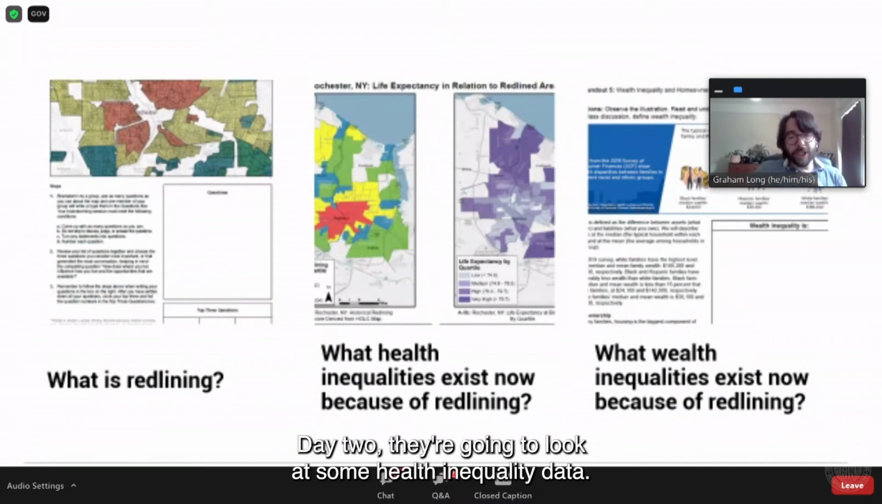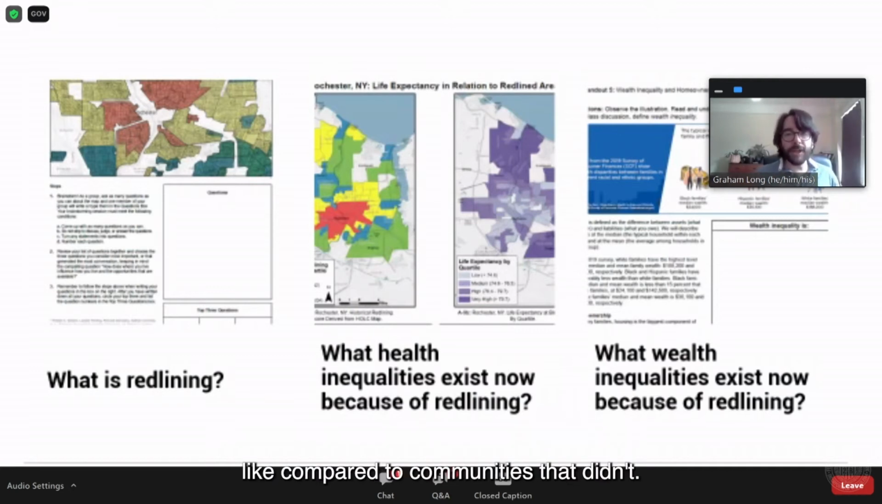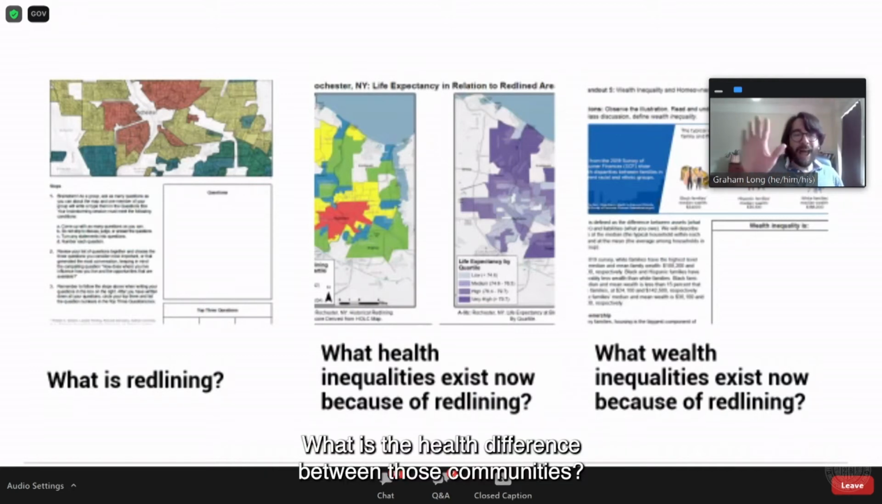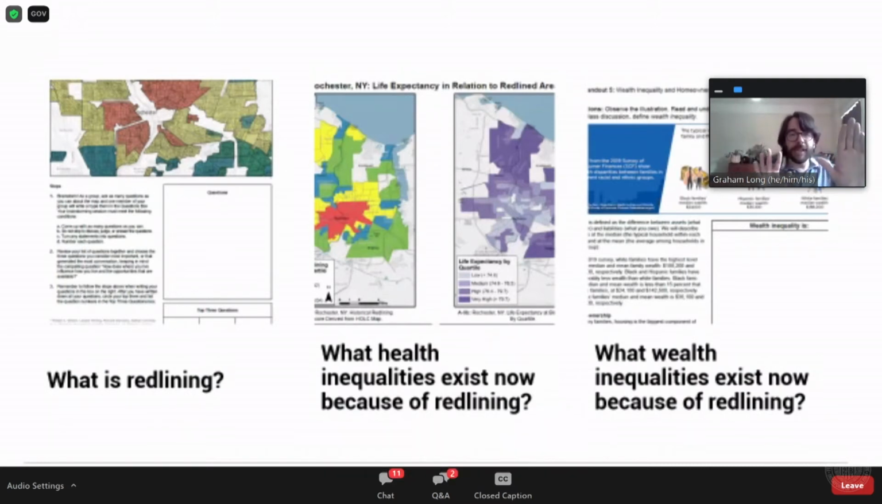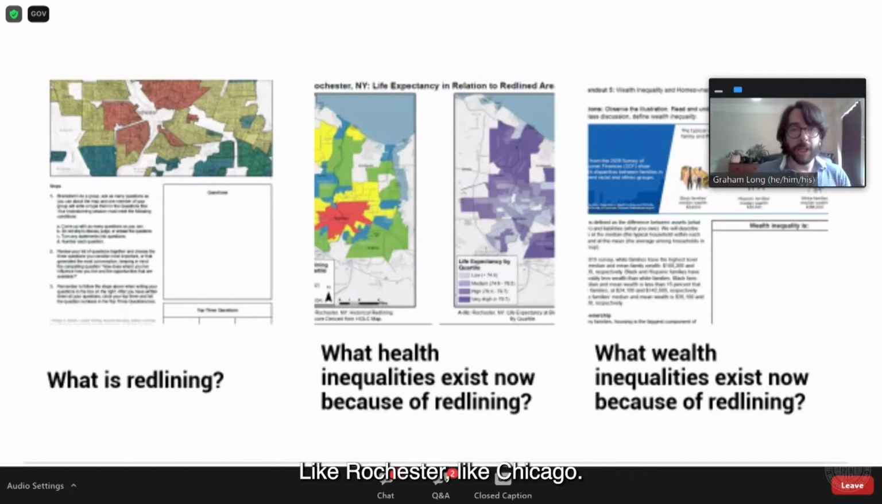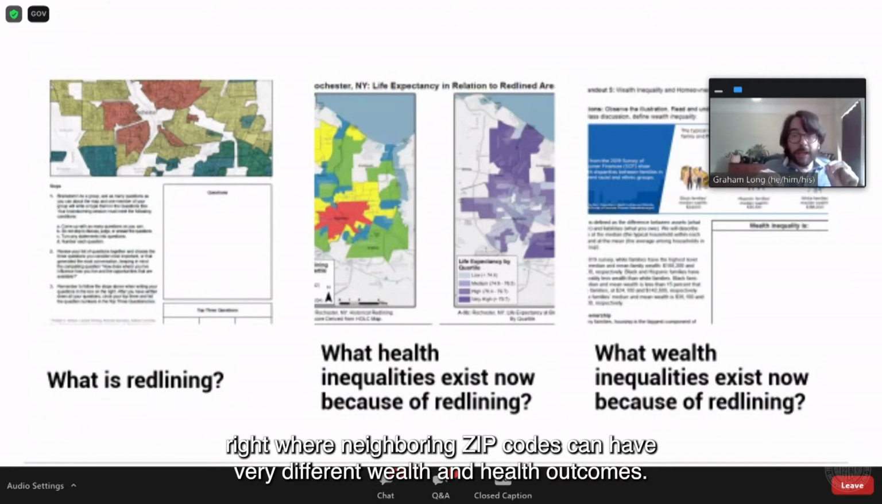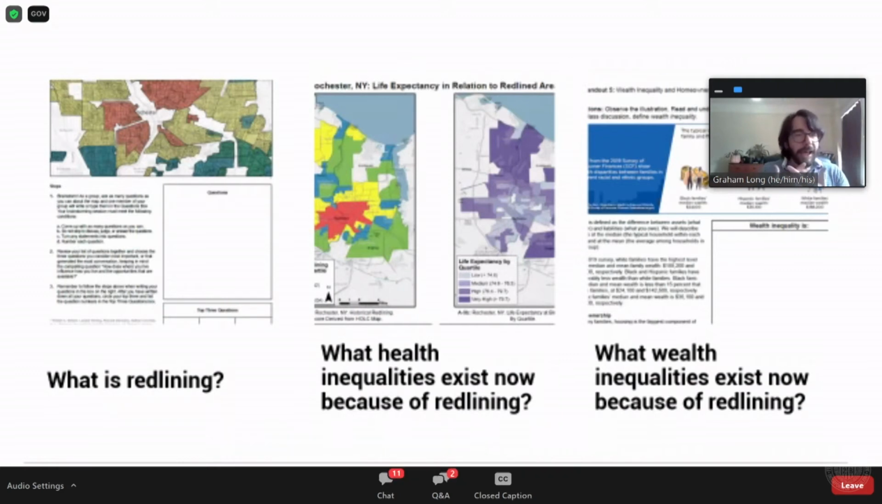Day 2, they're going to look at some health inequality data and get a sense of what do communities that got reinvestment funds look like compared to communities that didn't? What is the health difference between those communities? And students are going to see that literally, particularly, if you look at condensed cities like New York, like Rochester, like Chicago, it is literally down to the zip code. And that's why you get these patchworks, right? Where neighboring zip codes can have very different wealth and health outcomes. And it's because of redlining.